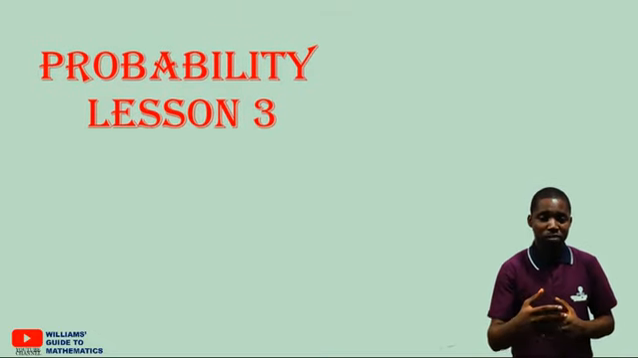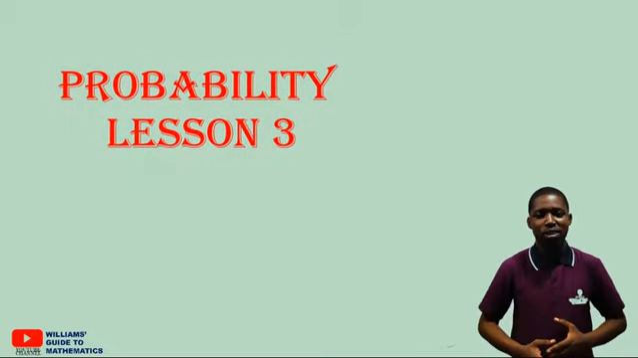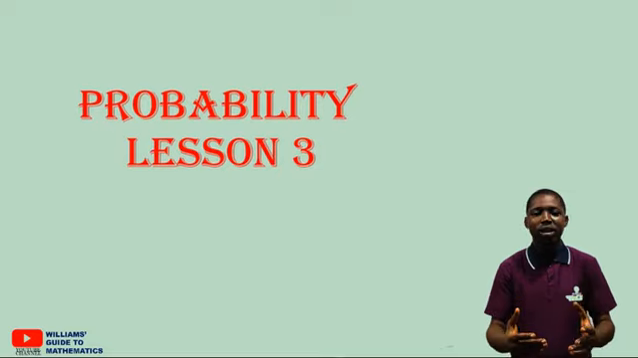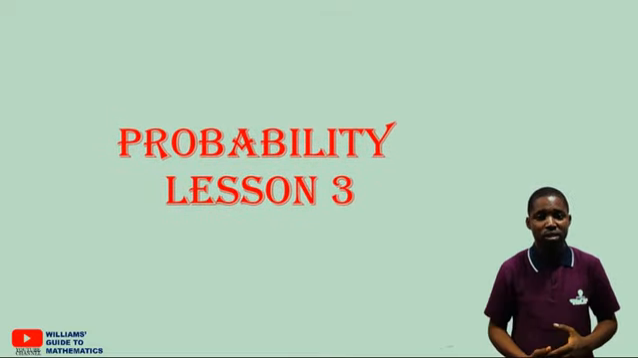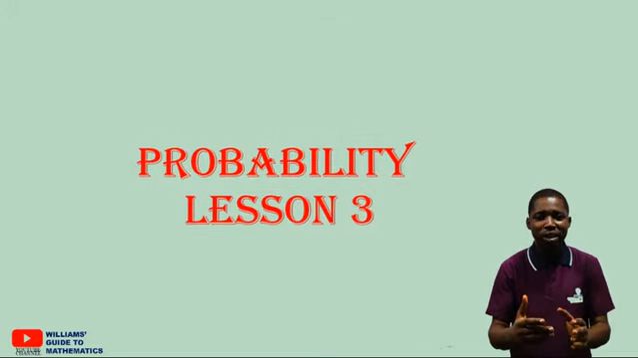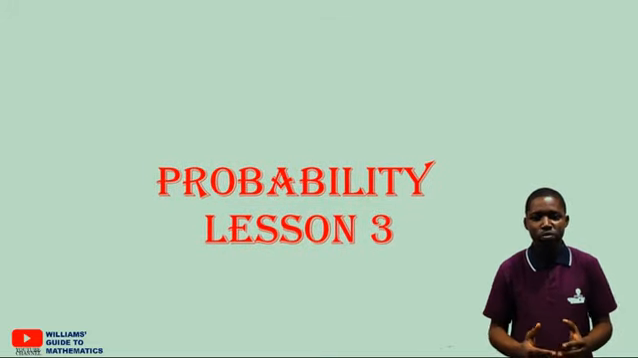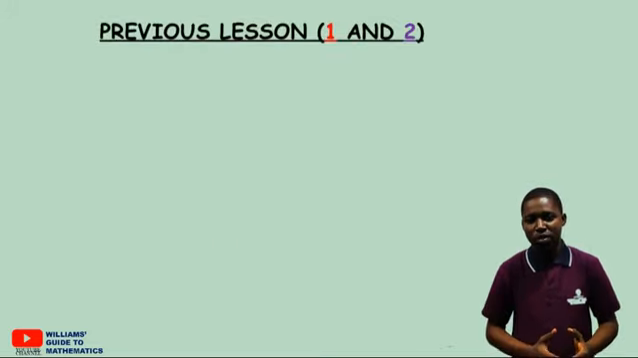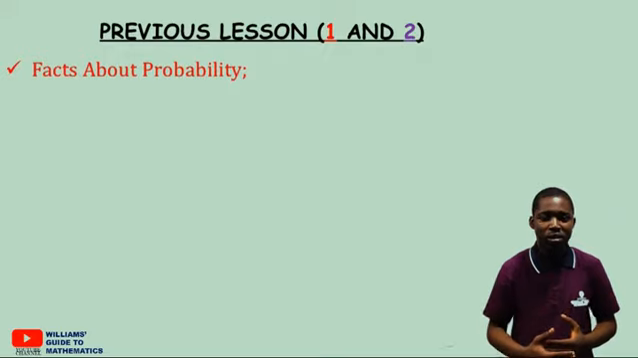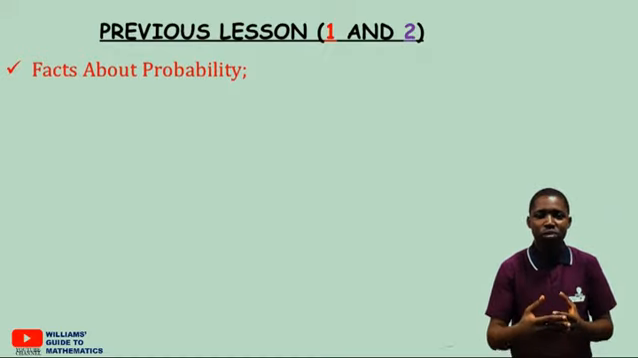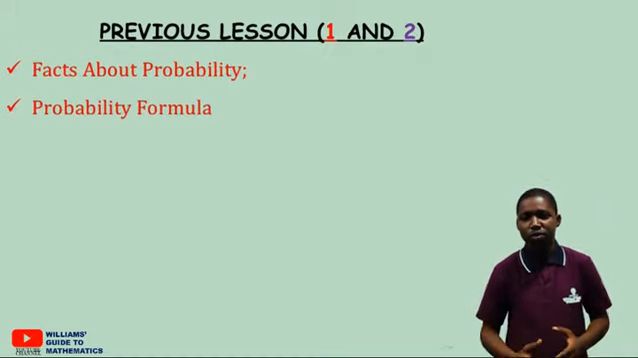Welcome to this edition of the lesson on Williams Guide to Mathematics. We are taking a look at the topic probability in this lesson. However, it is a third lesson on the topic, meaning we've had two lessons before now, lesson 1 and lesson 2. In lesson 1, we talked about facts about probability. We also talked about the probability formula and we solved some problems.